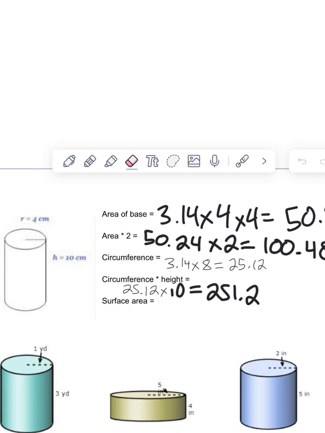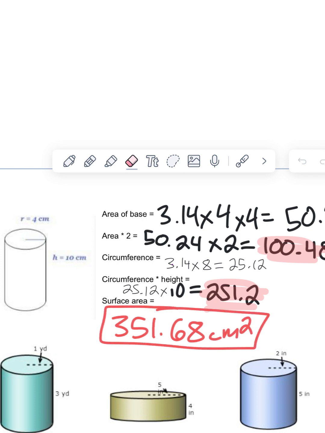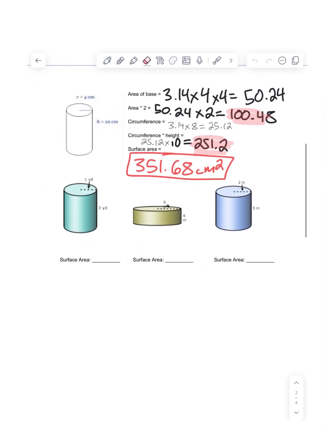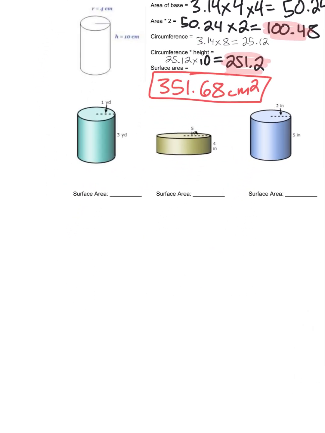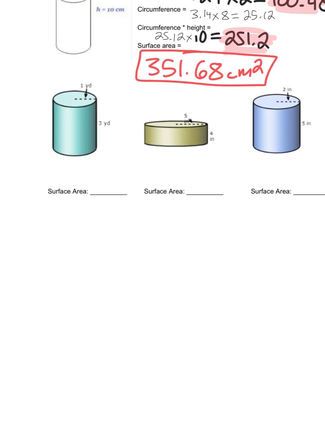And then our last step, we take our area of the circles plus our area of the rectangle and get 351.68 centimeters squared. I don't know why I switched pen color. Oh well. All right, I want you to try all 3 of these cylinders. We can do one at a time, but you're going to pause the video and see if you can figure it out. So plug it into our steps: find the area of the circle, multiply by 2, find the circumference, multiply by the height, add those 2 numbers, and then play the video back to see if you got them right.